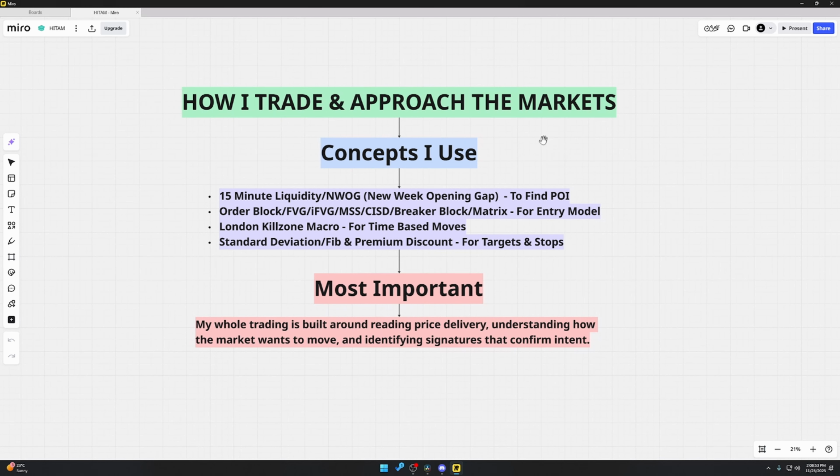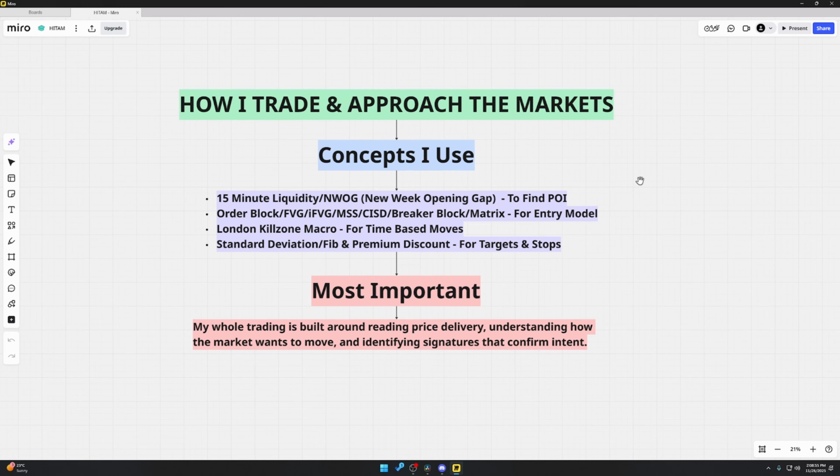First, I'll explain the concepts I use. I work only with 15-minute liquidity levels along with the new week opening gap. I use these to find my points of interest. Second, I use order blocks, fair value gaps, inverse fair value gaps, market structure shifts, change in state of delivery, breaker blocks, and the matrix. I use these for precise entry points.